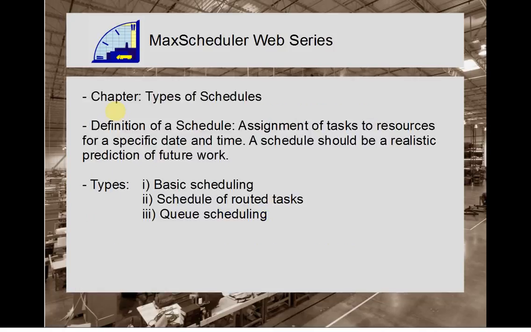Today's chapter is about types of schedules that can be used in a manufacturing setting. I think a good place to start would be a definition of a schedule. We define it as an assignment of tasks to resources for a specific date and time. A schedule should be a realistic prediction of future work.